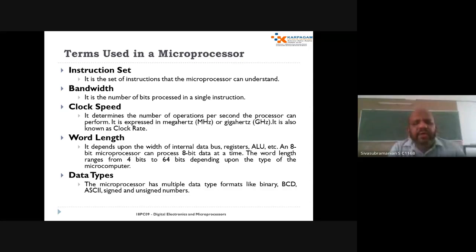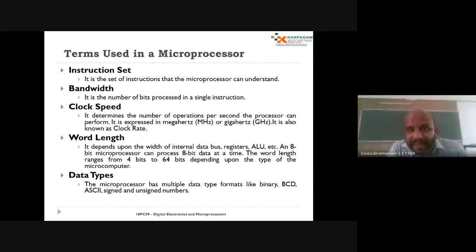Word length speaks about the width of the internal data bus, the register, the accumulator, or the arithmetic and logical unit. When we say a microprocessor is an 8-bit processor, it can process 8 bits only at a time. The word length can range from 4 bits to 64 bits, depending on the type of microcomputer that we are going to use. So here an 8-bit data can be processed at a time by the 8-bit microprocessor, which is 8085. Then come the data types.